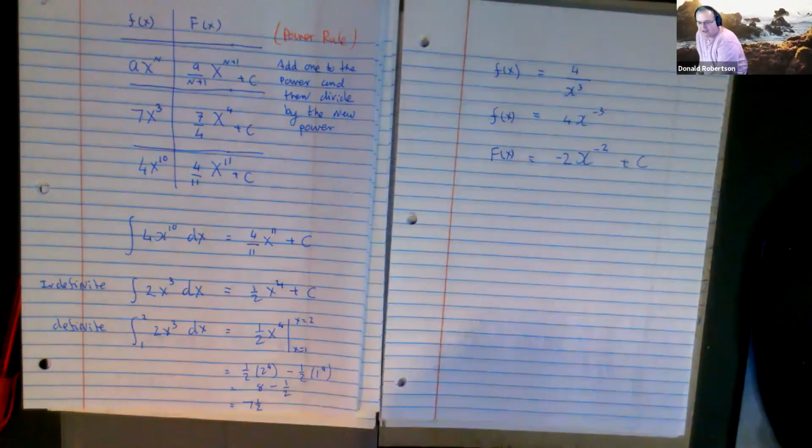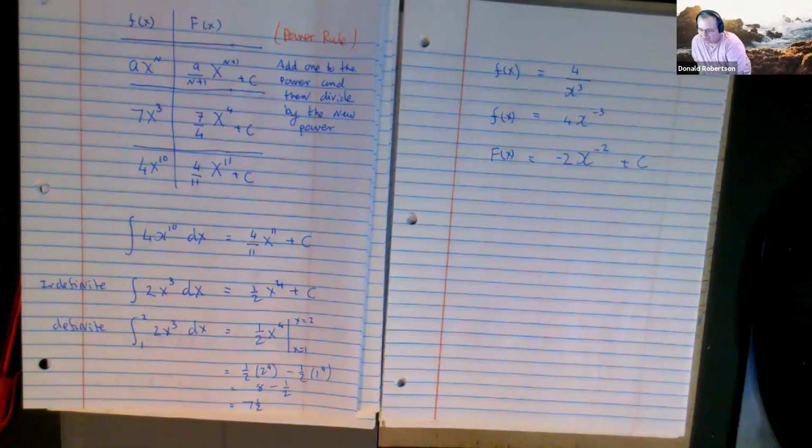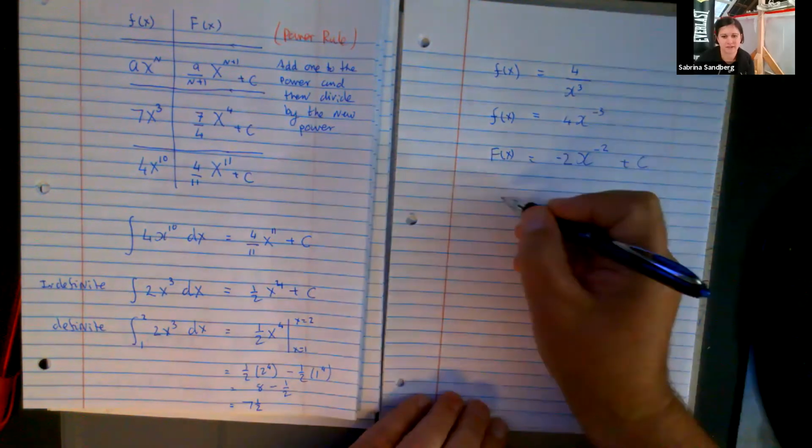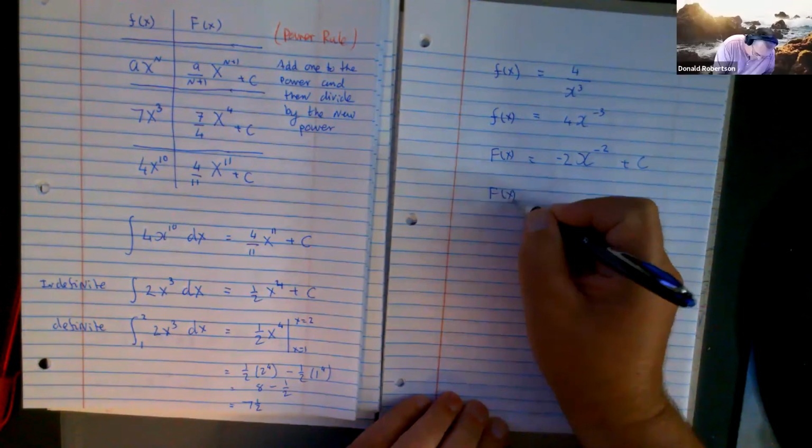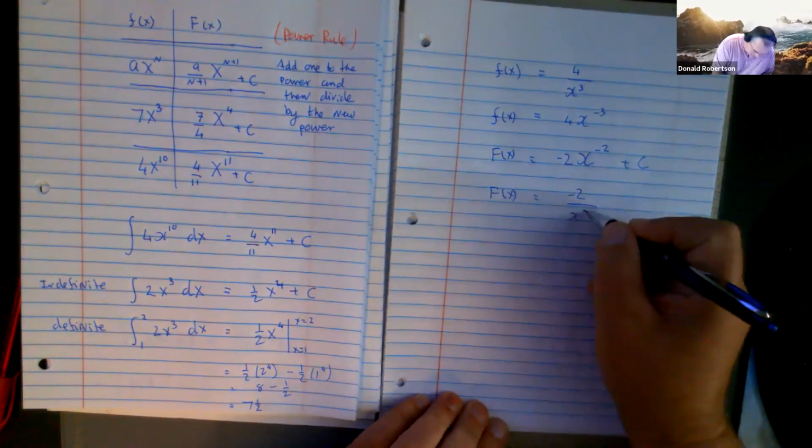Now, add 1 to the power and divide by the new power and then do a plus C. Style points, is that good or should we do better? Turn it back into a fraction. That's it. Because it should look like the original. Remember that rule?